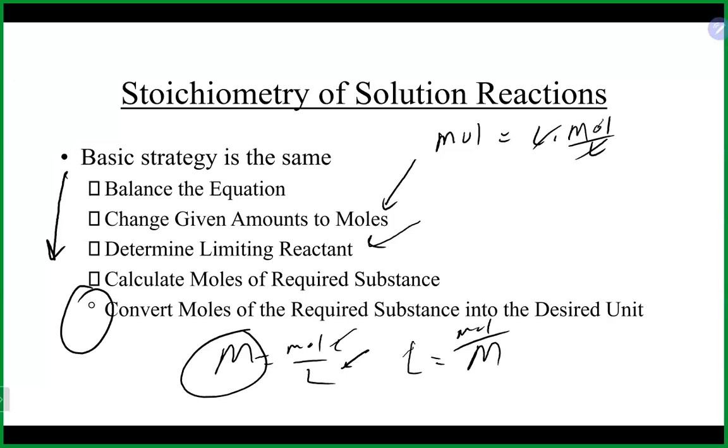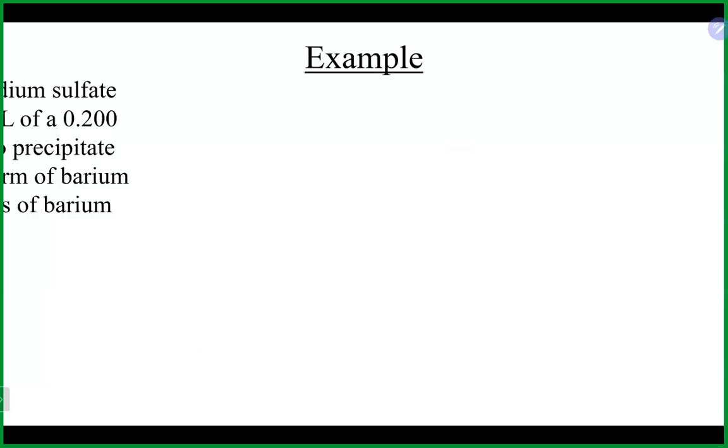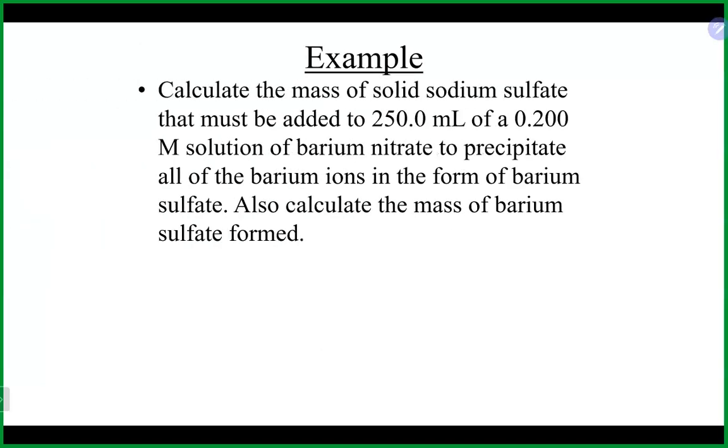So let's take a look at one here together and see what we come up with. We want to calculate the mass of solid sodium sulfate that must be added to 250 milliliters of a 0.2 molar solution of barium nitrate to precipitate out all the barium ions in the form of barium sulfate. Calculate the mass of barium sulfate that is formed.